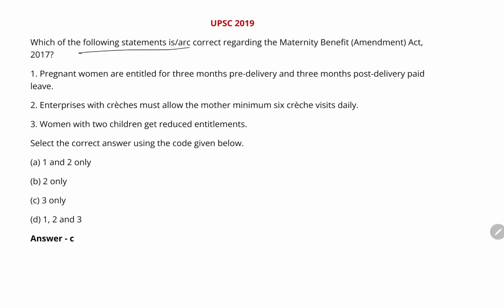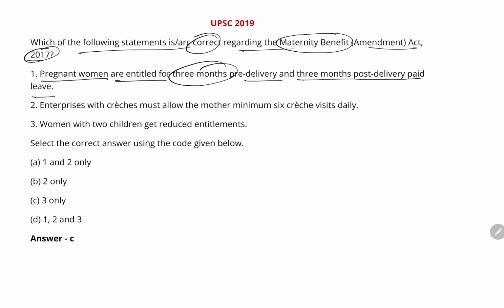the question is, which of the following statement is correct regarding the Maternity Benefit Amendment Act 2017? So, the pregnant women are entitled for the 3 months of the pre-delivery and 3 months of the post-delivery paid leave. So, this statement is incorrect because under the new provisions, women is going to have 26 weeks of paid holiday. Okay, so this you should know. So this statement is incorrect.